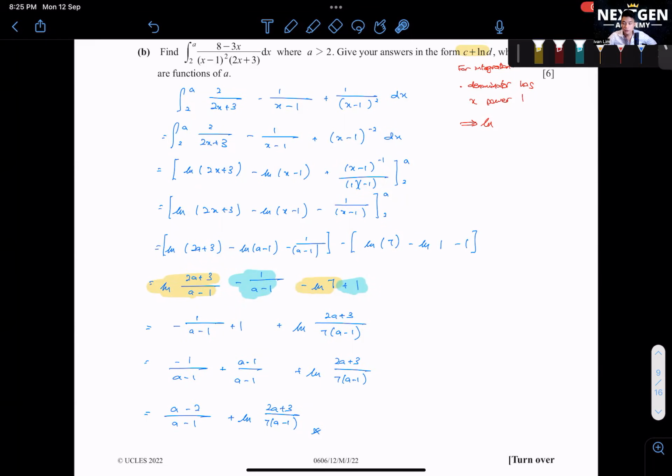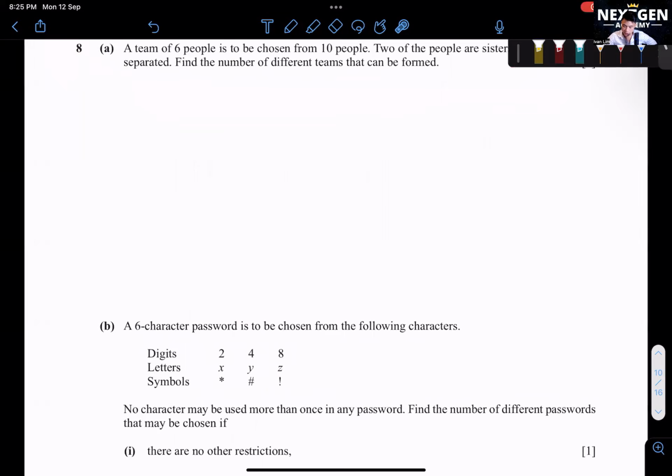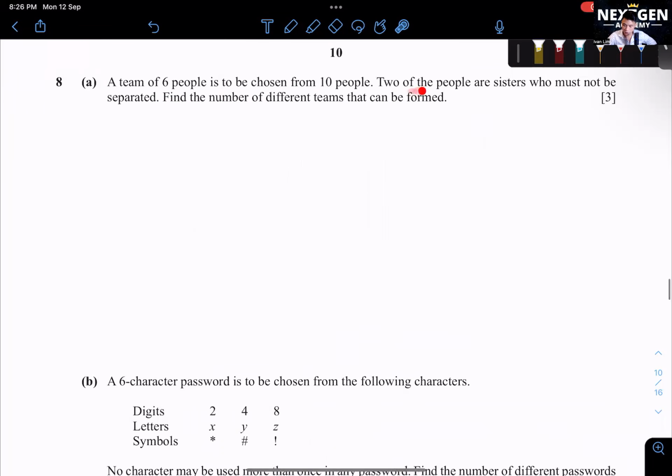Okay. All right, let's go. Next one. Question 8. A team of 6 people is to be chosen from 10 people. 2 of the people are sisters who must not be separated. Okay, clingy sisters. Find the number of different teams that can be formed.